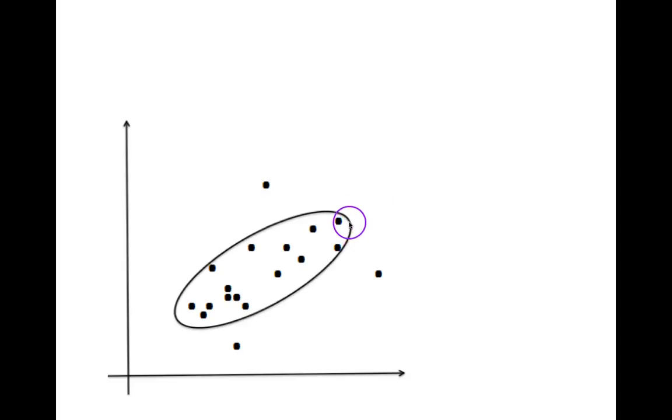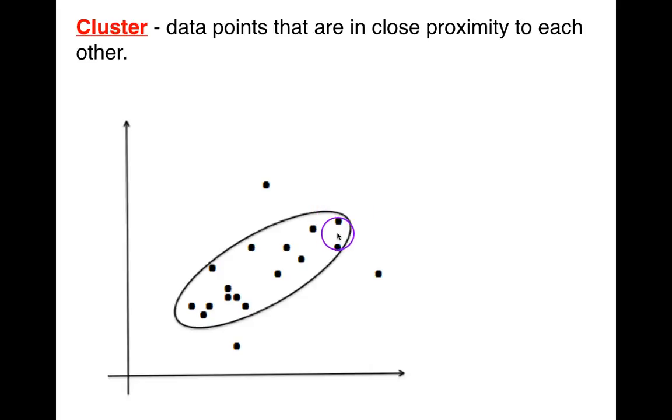So now let's take a look at a different type of aspect of your scatter plot. Some more vocabulary. There's cluster. Cluster is basically data points that are in close proximity to each other. So in this particular graph, this right here would be considered the cluster because most of the points are focused within this area.